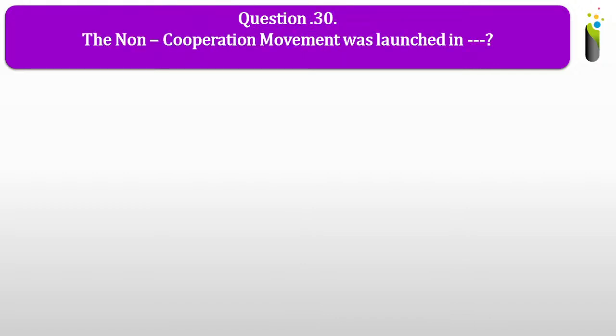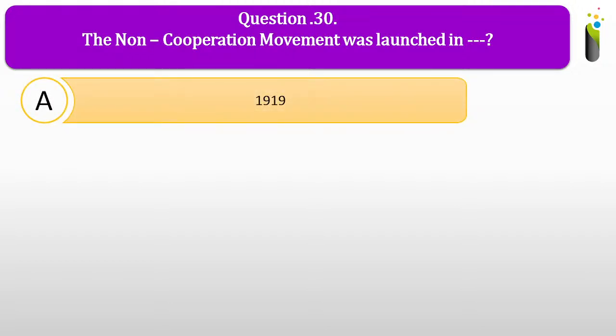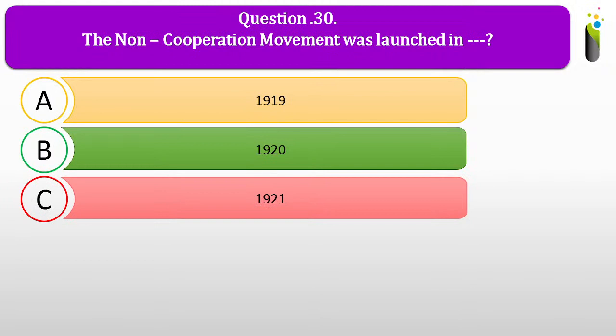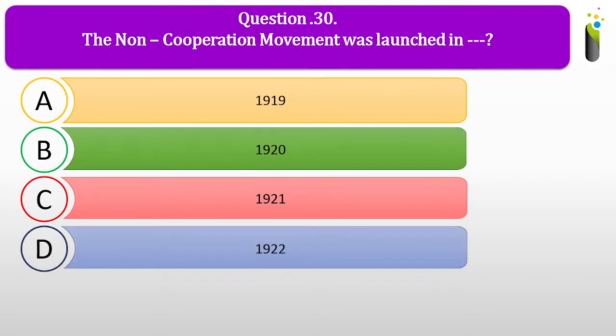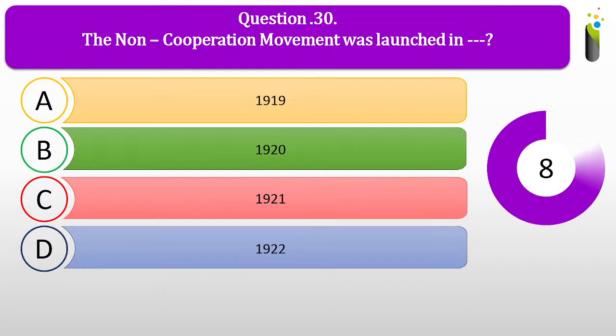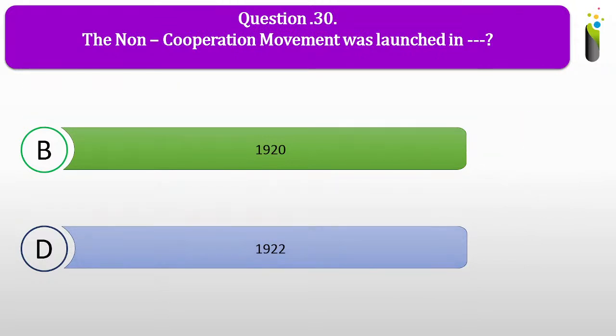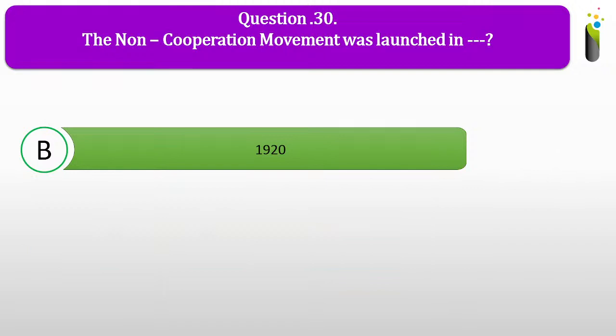Okay. Now question number 30. The non-cooperation movement was launched in dash. A. 1919, B. 1920, C. 1921, D. 1922. So the non-cooperation movement was launched in 1920.